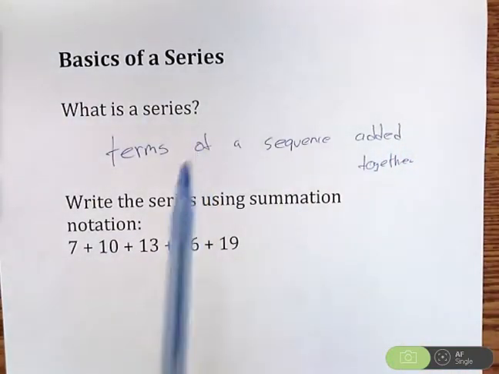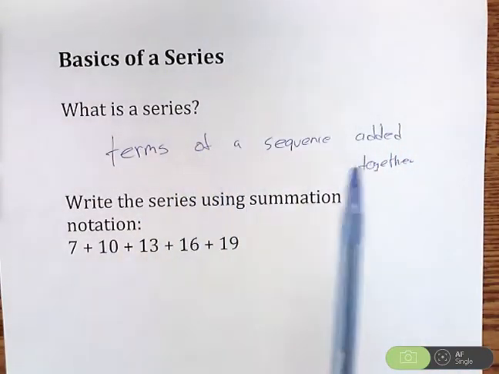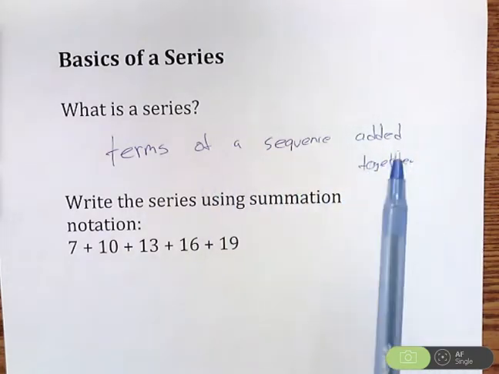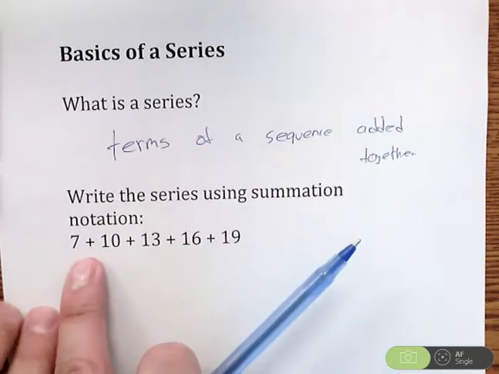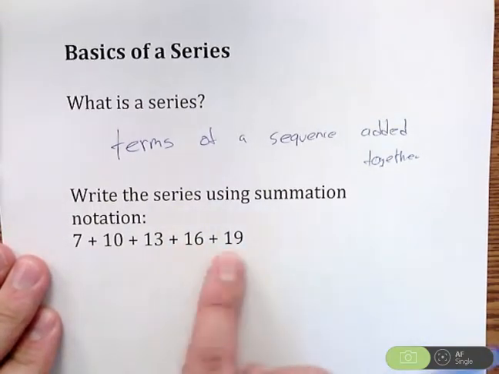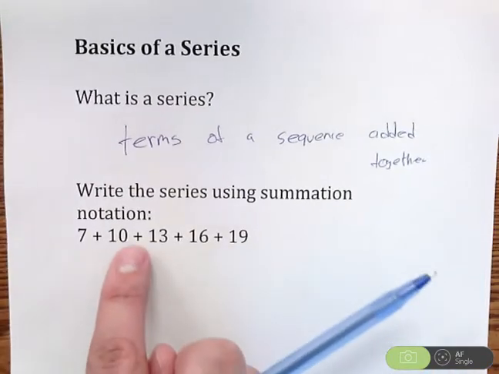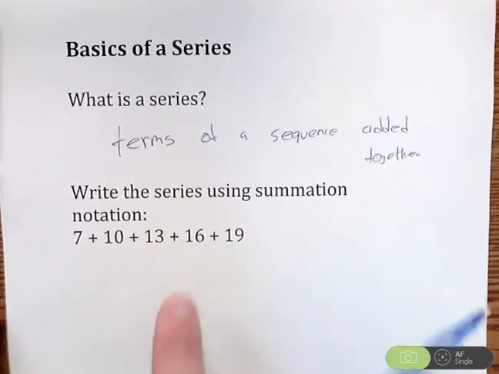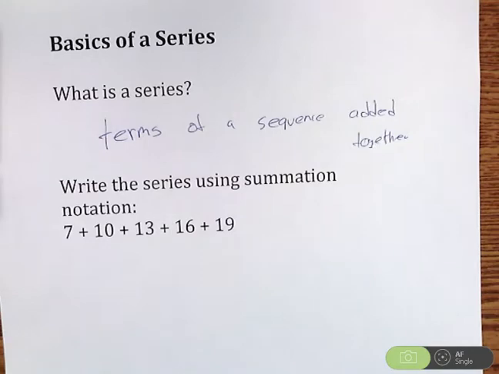So, a series is very, very similar to a sequence. It's the terms of a sequence. The only difference is instead of listing them all out, we're going to add them all together. For example, right here, 7 plus 10 plus 13 plus 16 plus 19. That is a series, where a sequence would have been 7, comma 10, comma 13, comma 16, comma 19.